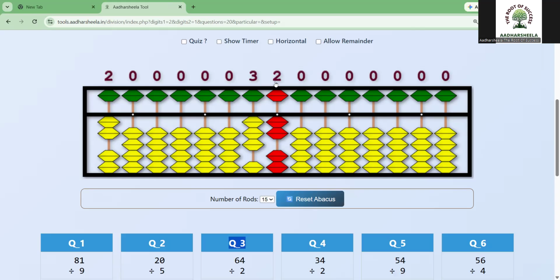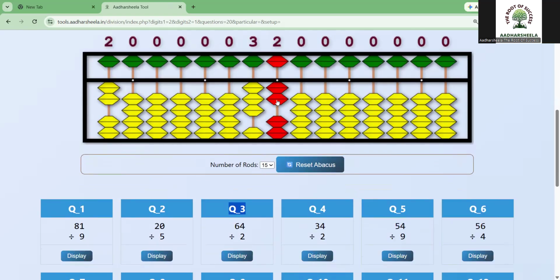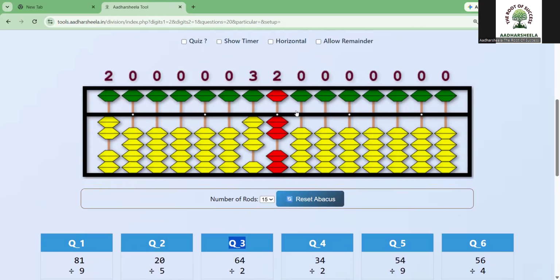I hope you understood. And now we are going to solve question number 4 on the Abacus tool. Whenever we start any question on the Abacus tool, we will clear the Abacus tool. So here, 34 divided by 2. As I discussed in the previous question, we will set up the question first. We will make a position of 3 here and 4 here. 34 divided by 2.